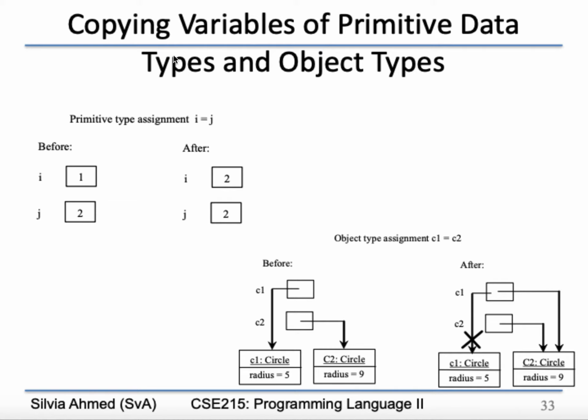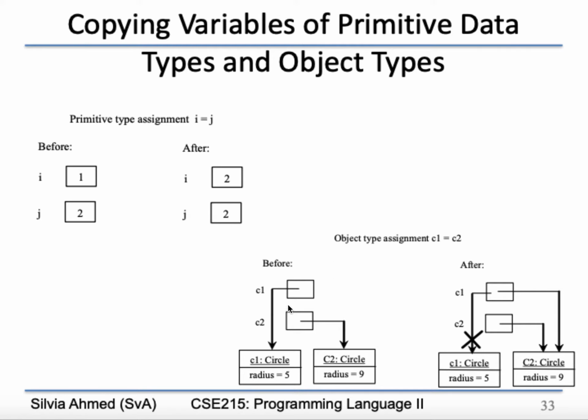Now let's look at what actually happens when we copy variables of primitive type and reference type. If we have two primitive type variables i and j, and initially the value of i is 1 and the value of j is 2, and we have this assignment statement i equals j, meaning the value of j will be assigned into i. So after this statement, the value of j, that means 2, will be assigned into i, and now both i and j will hold the value 2 separately.